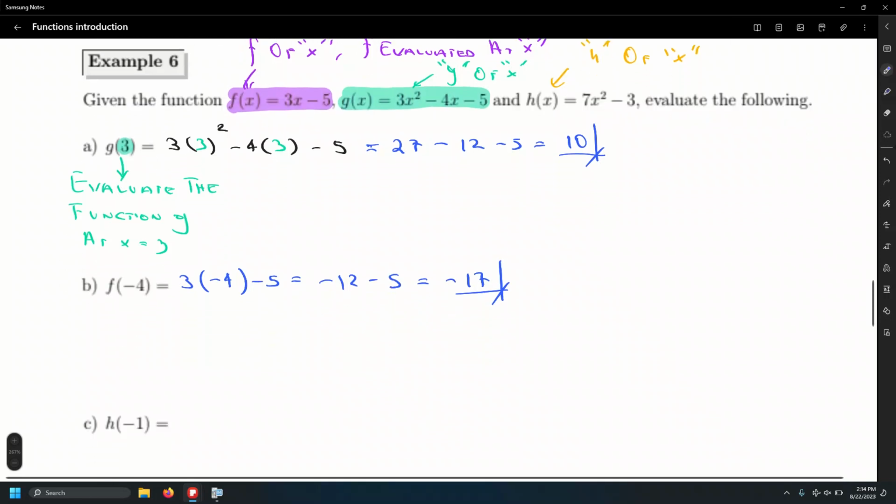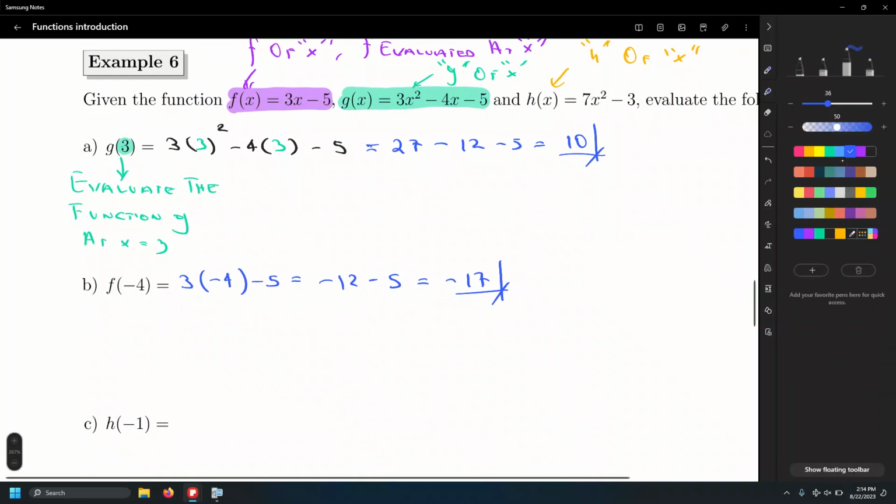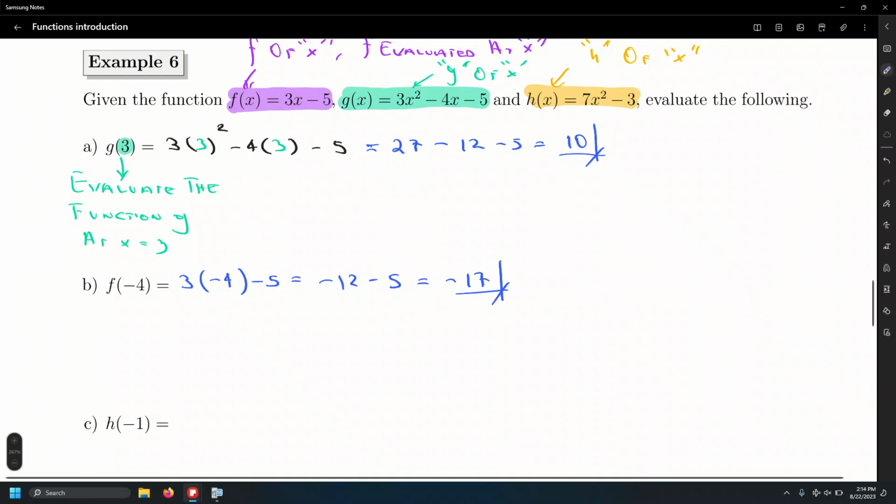And last example with a function h, which I'll highlight with yellow. So that's 7 times quantity squared minus 3, put a -1. Let's simplify this. -1 quantity squared, what's the result of squaring a negative number? Careful. 1. Positive, it becomes positive, right? So negative square is positive. 1 times 7, that's a 7 minus 3, and that equals 4.